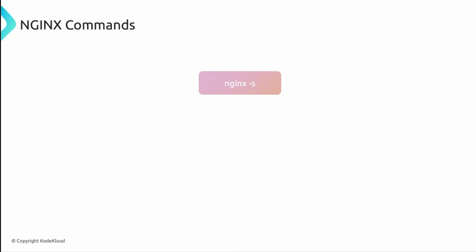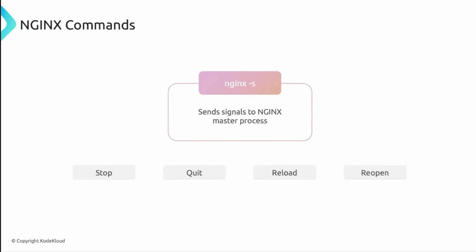Nginx -s sends a signal to the master process. With this, we can do a lot of things. We can stop, we can quit, we can reload, we can reopen. For example, if you wanted to stop Nginx, you could do nginx -s for signal and then pass in the stop command. If you wanted to do the same thing with quit, reload, or reopen, you're always going to use nginx space -s space reload, for example.